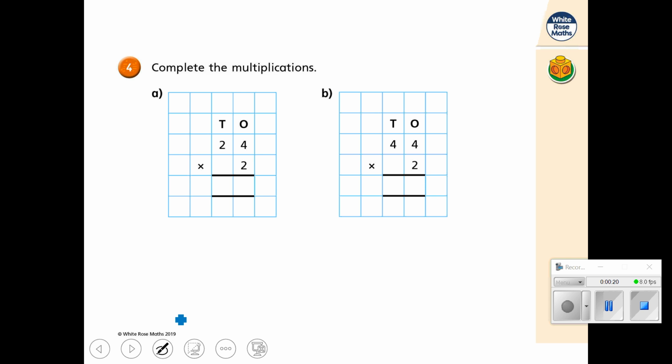So if we look at number 4, the first one, A, 24 times 2. First of all, we say 4 multiplied by 2, which is 8. And then we say 2 multiplied by 2, which is 4. So our answer is 48. Then we have 44 times 2. So 4 times 2 is 8, and 4 times 2 again is 8 again.